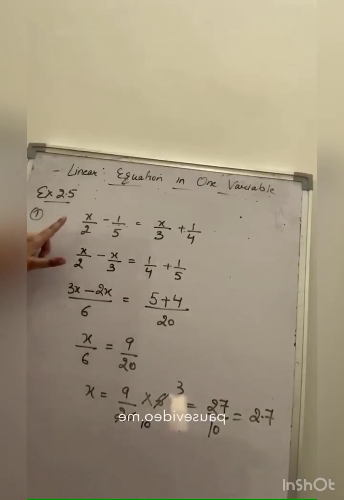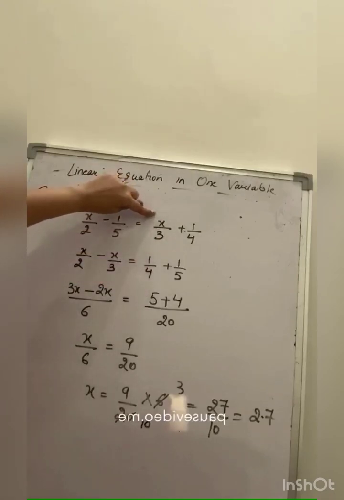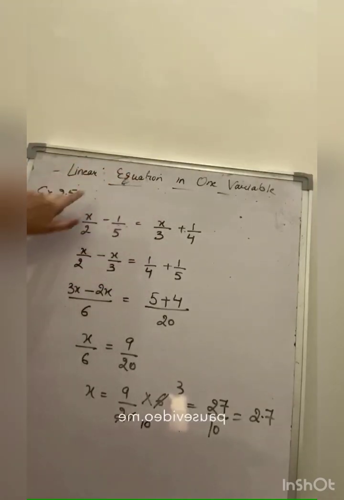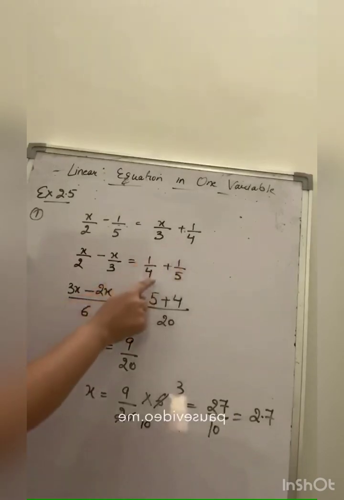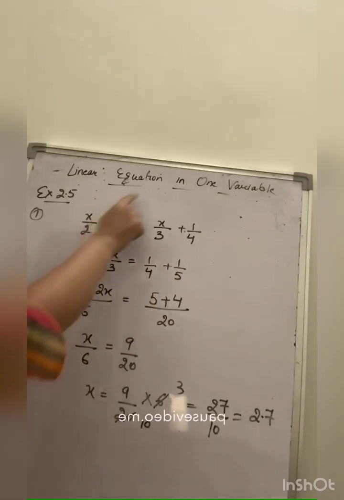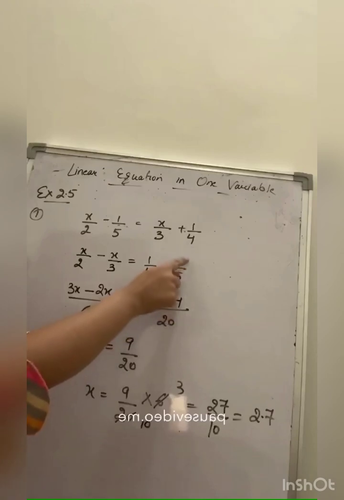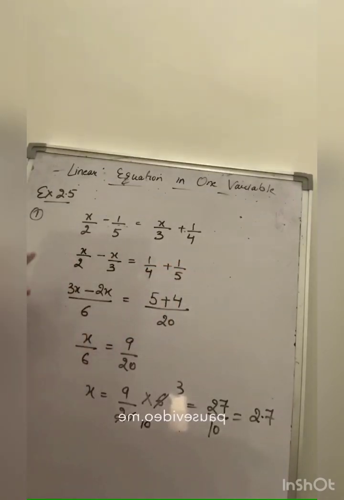Now let us discuss this question once again. First step is to shift the term containing the variable on the left hand side. Right? x by 2 minus x by 3 is equal to 1 by 4, and this minus 1 by 5 shifting to the right hand side will become plus 1 by 5. Then after taking the LCM 6, we get 6 divided by 2 is 3. 3 into x is 3x, minus 6 divided by 3 is 2.